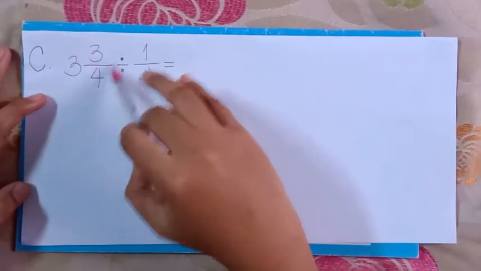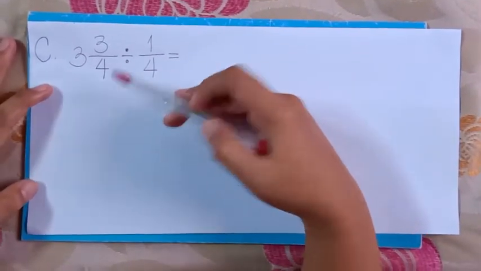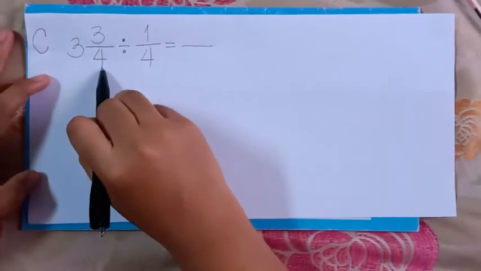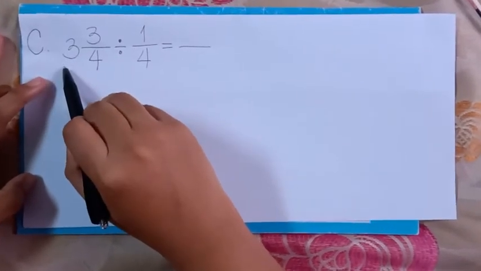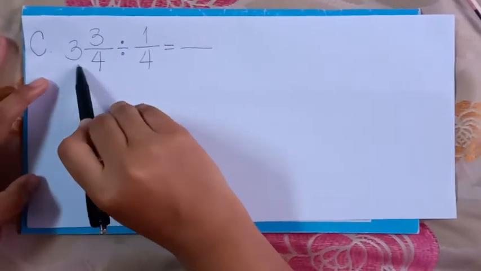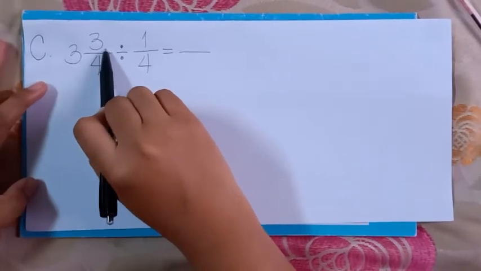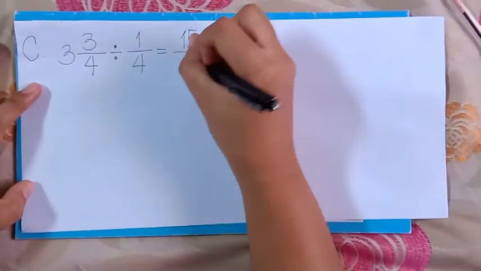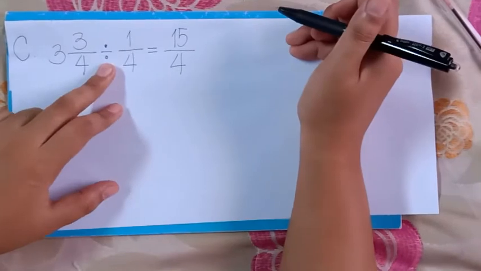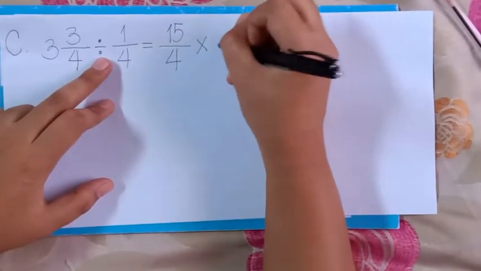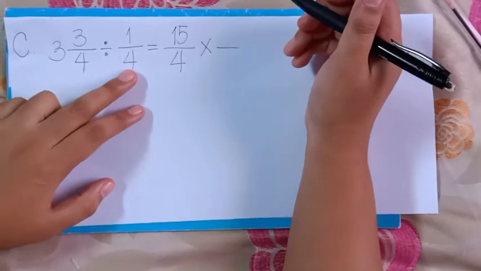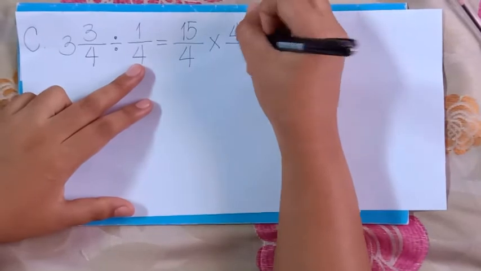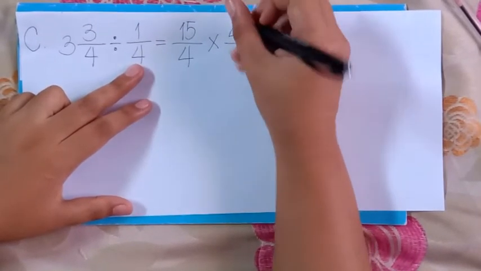The first thing we need to do is convert our mixed number into an improper fraction. So we multiply the denominator to our whole number and add it to our numerator. So 4 times 3 is 12, plus 3 is 15, and copy our denominator, 4. Change your division symbol into multiplication and take the reciprocal of 1/4. It becomes 4 over 1.